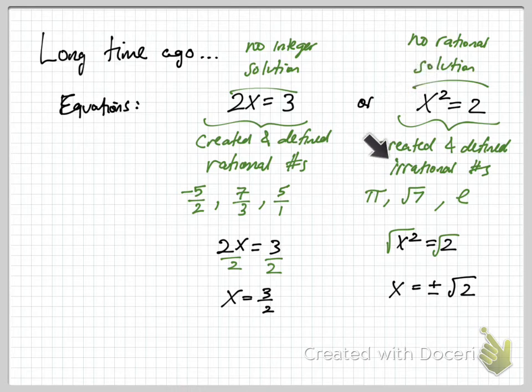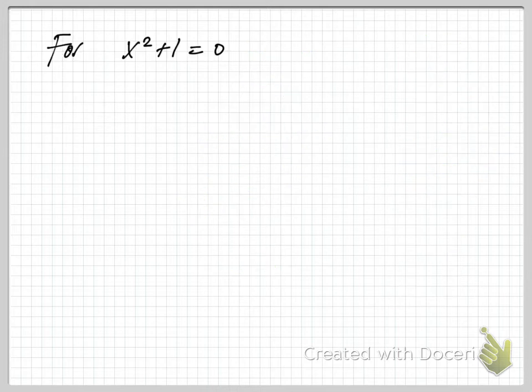So now that we expanded our list, we didn't have to say that there was no solution. Now we knew there was a solution. It was just a different type of number from what society was accepting to be the complete list of numbers. So the same holds true for these types of equations.